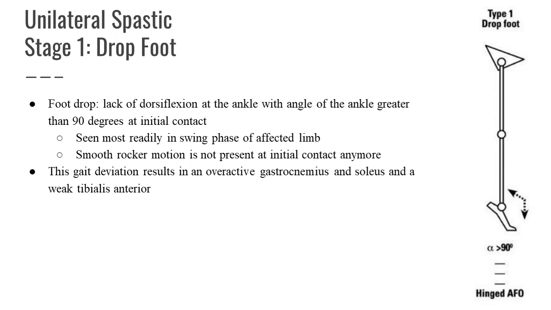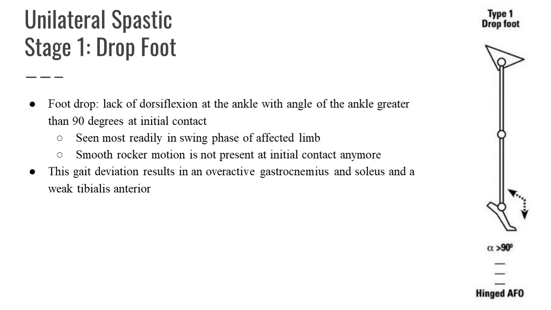All right, so the first few gait patterns we're going to be going over are all unilateral, and this first one is called drop foot. This is defined by a lack of dorsiflexion at the ankle with an angle of the ankle that is greater than 90 degrees at initial contact. All this means is that it's essentially plantar flexed, and this limits the smooth rocker motion that we would normally get, and it can basically be not present at all anymore at initial contact because of the presence of plantar flexion instead of dorsiflexion.